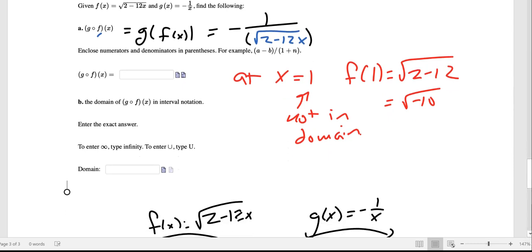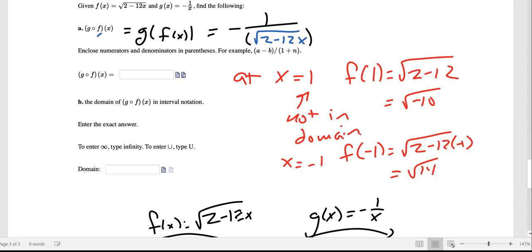But let's say if we wanted to evaluate it, x equals -1. So if I look at f of -1, that's square root of 2 minus 12 times -1, which is square root of 14. Then I would apply g of x with that number. So we do g of square root of 14, which would be -1 over square root of 14. That's how you evaluate in baby steps a composite function.